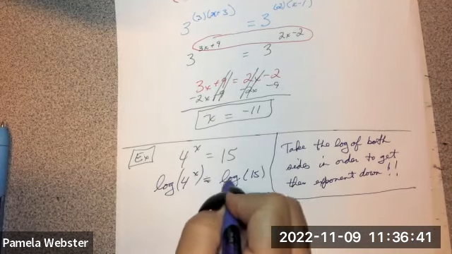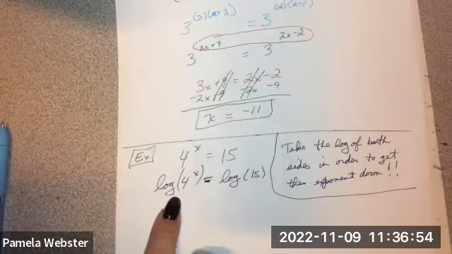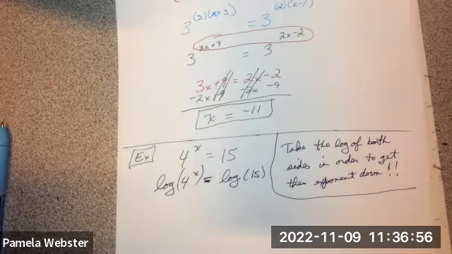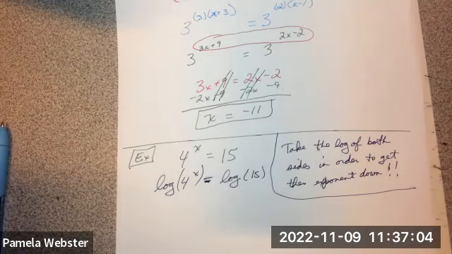You don't always have to write the parentheses there, but sometimes it helps. And notice that I didn't write what base I'm using. If I don't write a base, we know this is log base 10, or the common log. And on your calculator, if you don't have a base, it's going to say it's base 10 also. So log of 4 to the x is equal to log of 15.